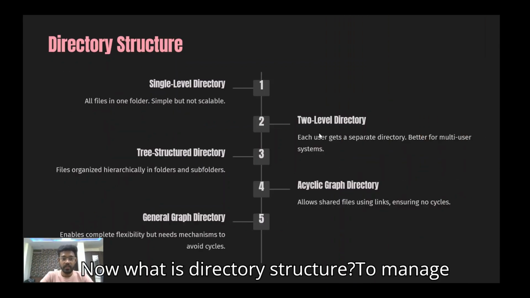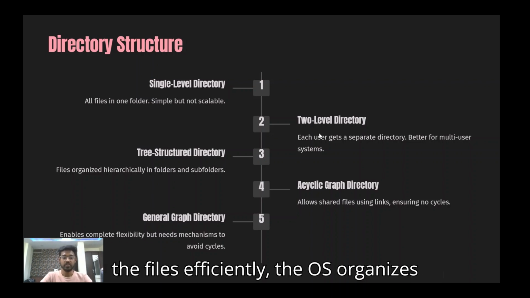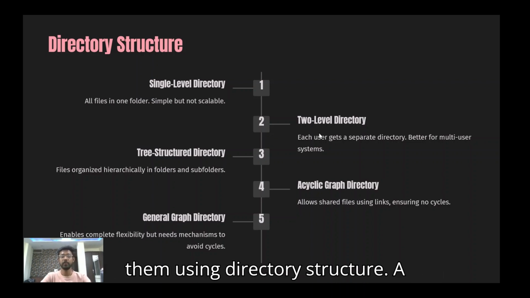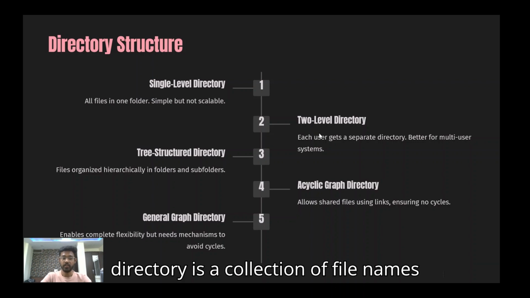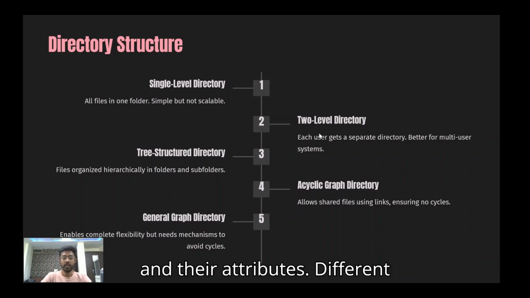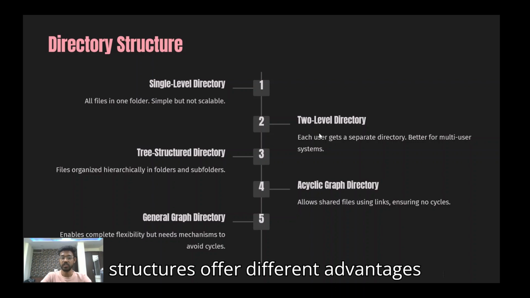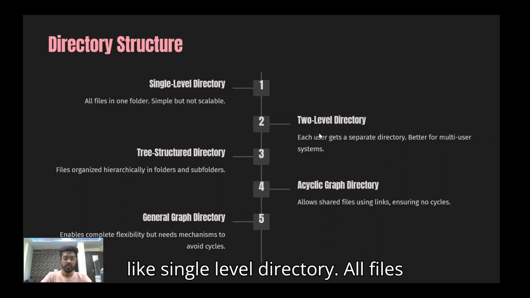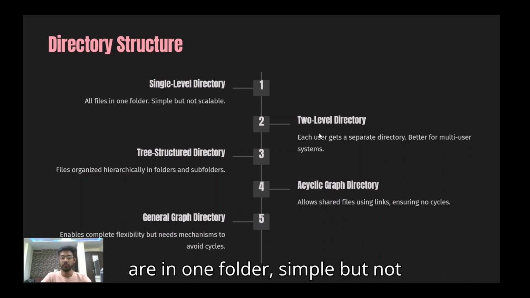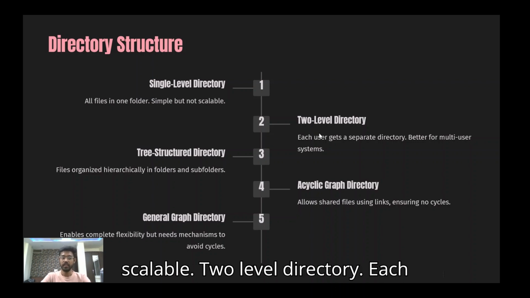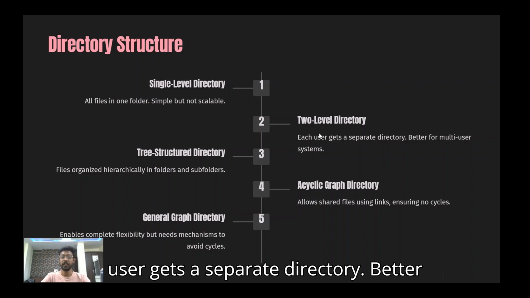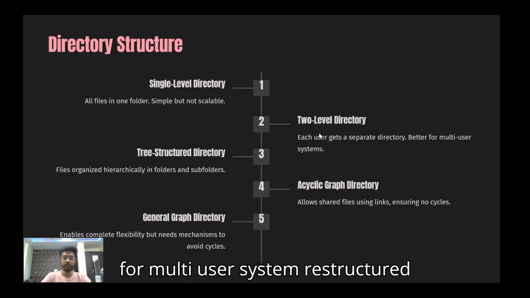Now, what is directory structure? To manage the files efficiently, the OS organizes them using a directory structure. A directory is a collection of file names and their attributes. Different structures offer different advantages. Single level directory: all files are in one folder, simple but not scalable. Two-level directory: each user gets a separate directory, better for multi-user systems.